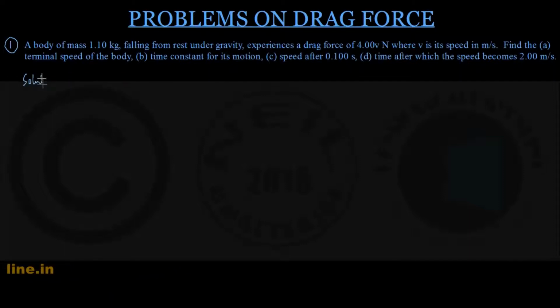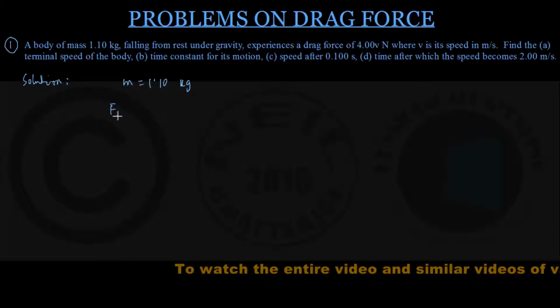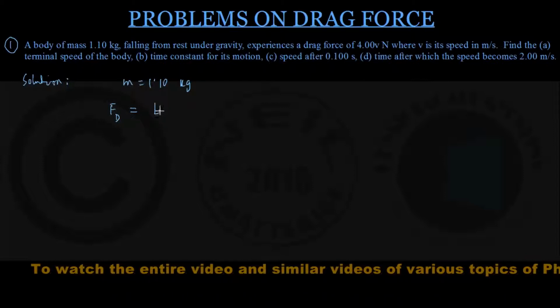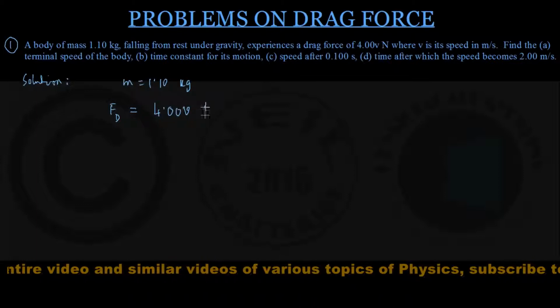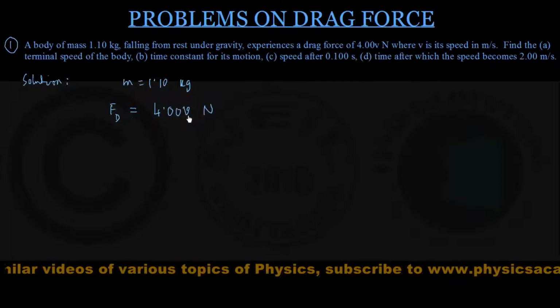So you can understand, in this case the body is falling through atmosphere and the drag force exerted by the air, and they are telling us the mass of the body is 1.10 kg and the drag force exerted upward by air as it falls under gravity is given by an expression of the type 4.00 V Newton. Now look at the expression. They are telling V is the speed in meter per second.